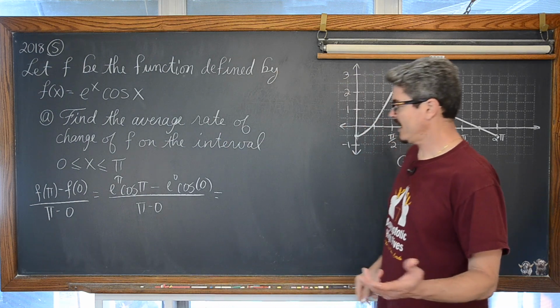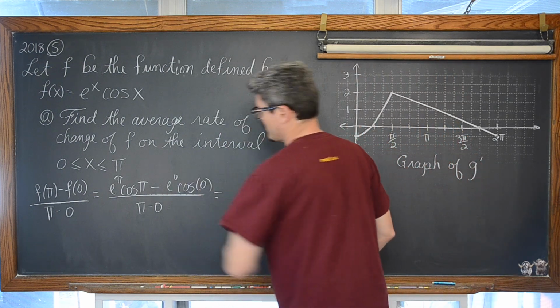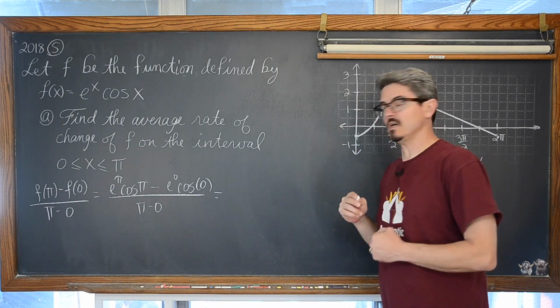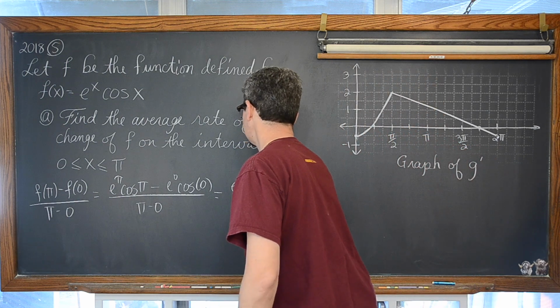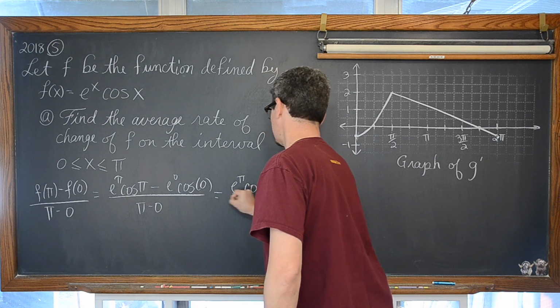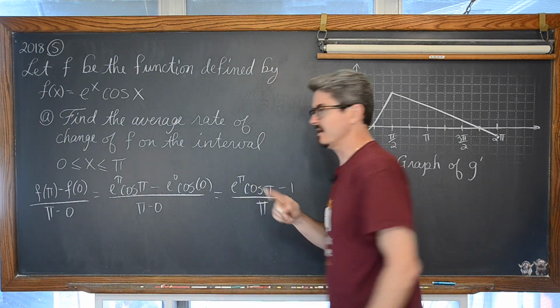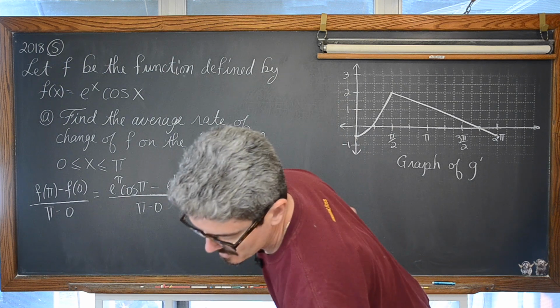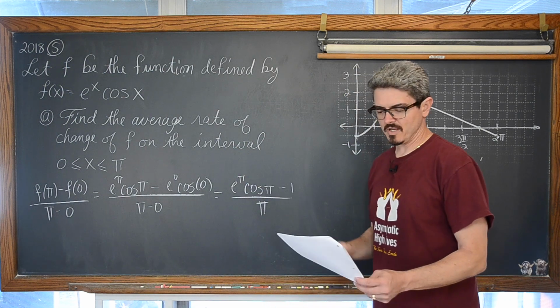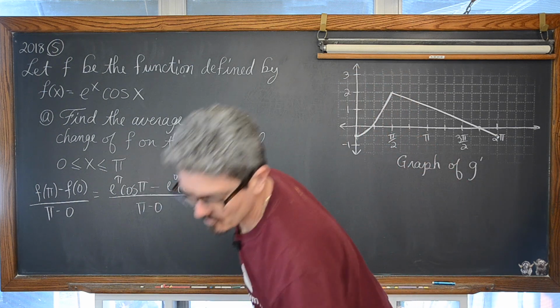All right, so what do we have? We have e to the 0 power is 1. Cosine of 0 radians is equal to 1. So we have e to the pi times cosine of pi minus 1 over pi, and that is our average rate of change on the interval from 0 to pi. Just checking our work here, and we are good to go.